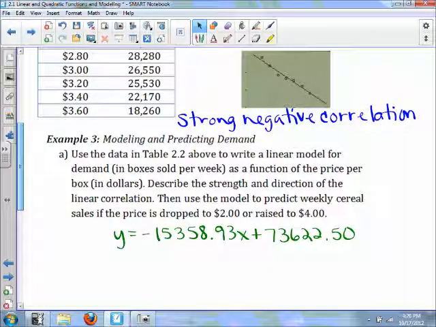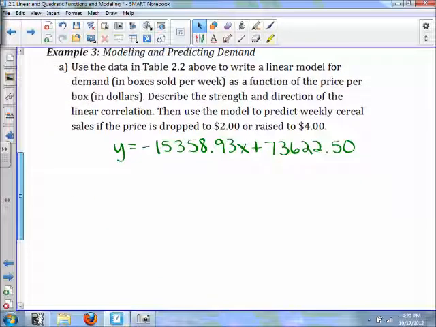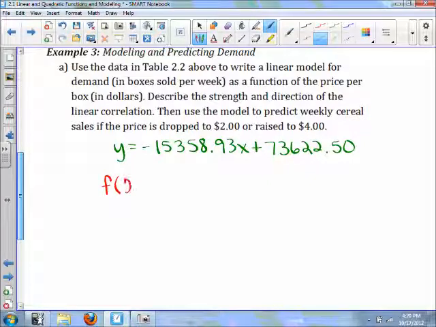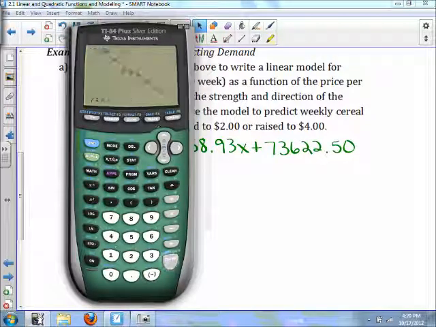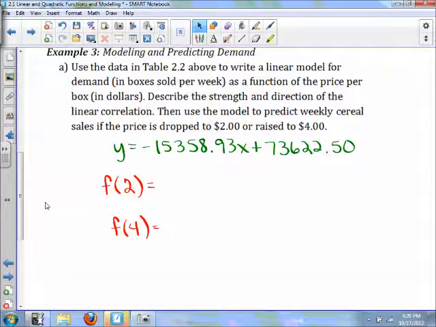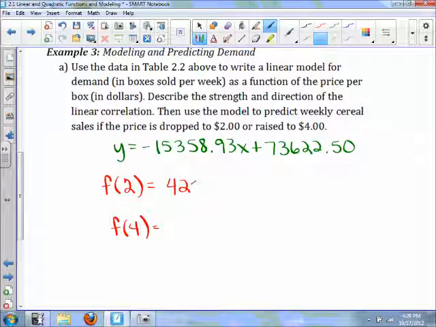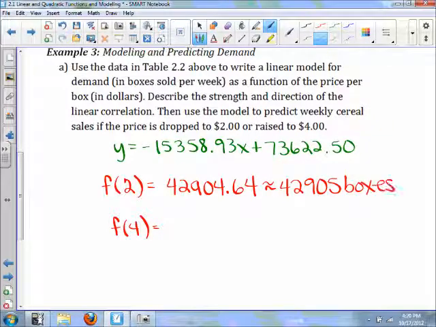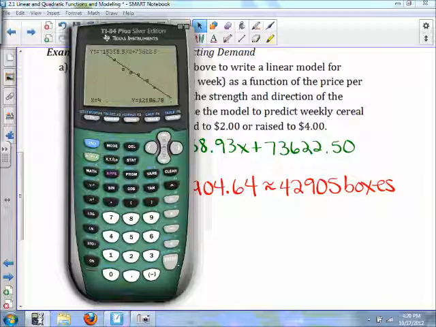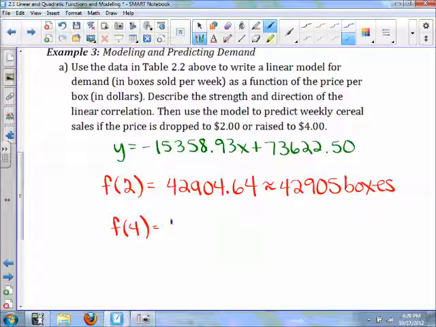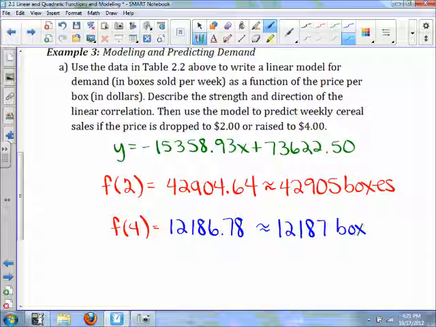Then use the model to predict weekly cereal sales if the prices drop to $2 or raise to $4. So what we want to do, we want to find f of 2 and f of 4. So we're going to put that in here. Second trace value at 2 be 42,904.64. That's going to be about 42,905 boxes. And then again, if X is 4, be 12,186.78, or about 12,187 boxes of cereal.